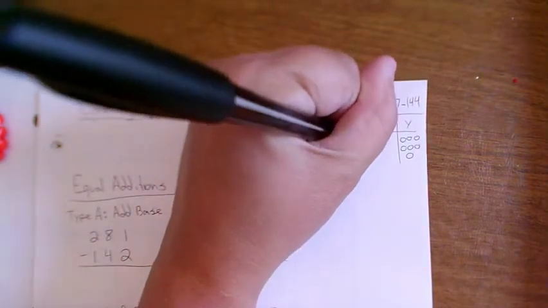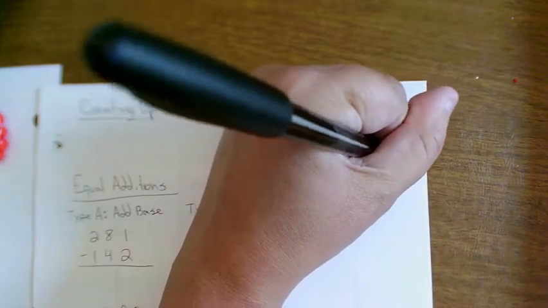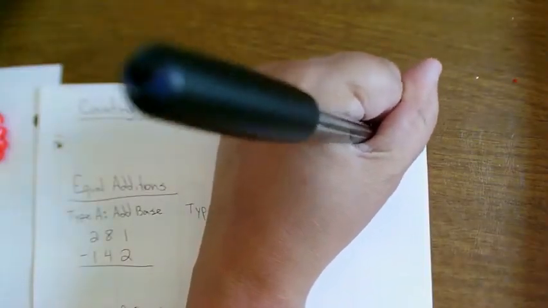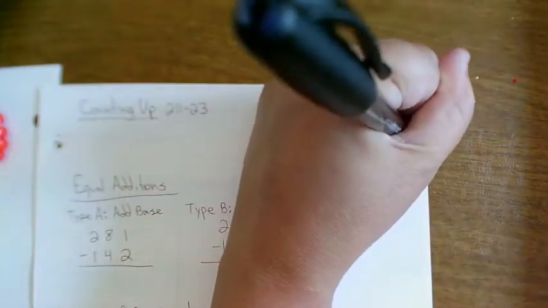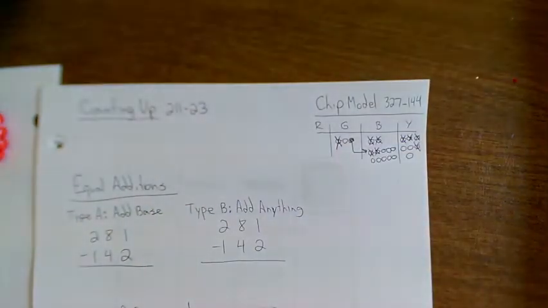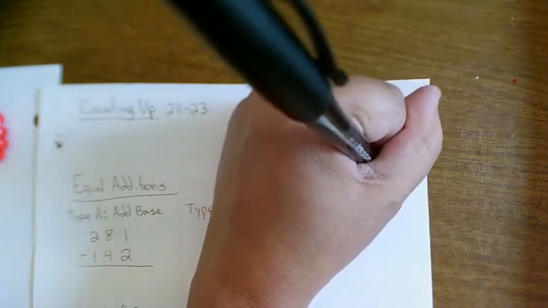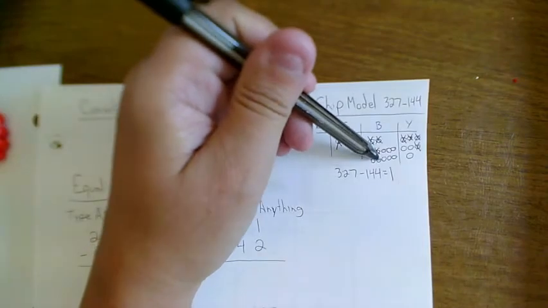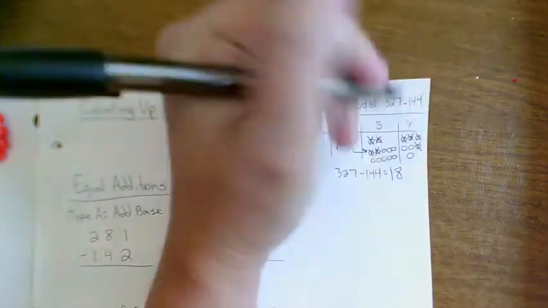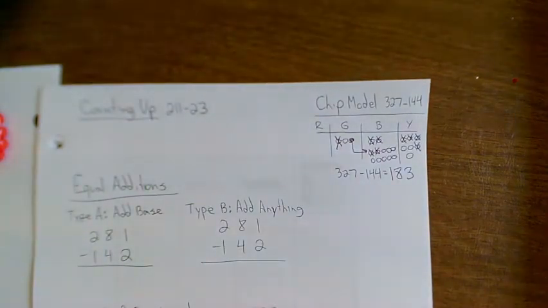So one of these greens needs traded in for 10 blue so that we can take away 4 of them. And then take away 4 yellow. We have enough of those so we don't have to do trades. So 327 minus 144. So let me rewrite it under here since I didn't leave enough room above. We would have 1 green. We have 1, 2, 3, 4, 5, 6, 7, 8 blue, and then 3 yellow. So 327 minus 144 is 183.